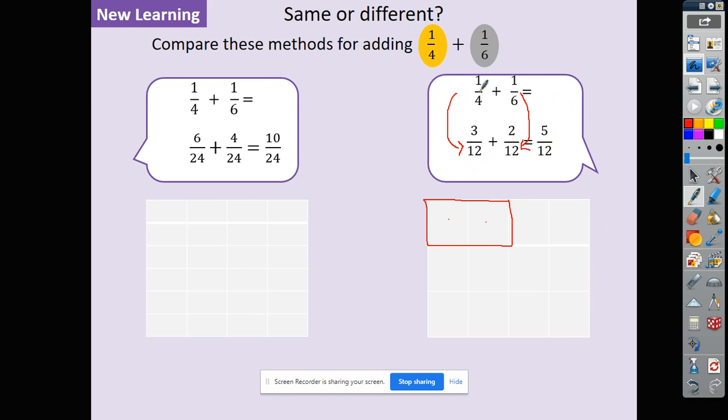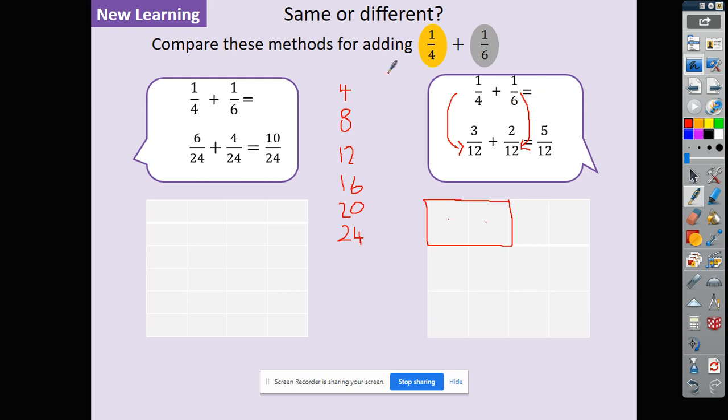So what is it that we've actually done here? This method is called the LCM method. So remembering back to last term when we looked at lowest common multiples, I can have a look at my denominators here. I've got 4 and 6. So let's write down my 4 times table. 4, 8, 12, 16, 20, and 24.